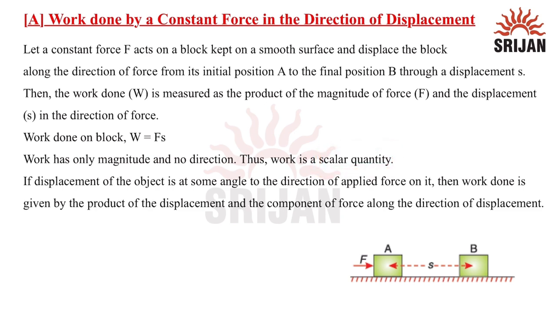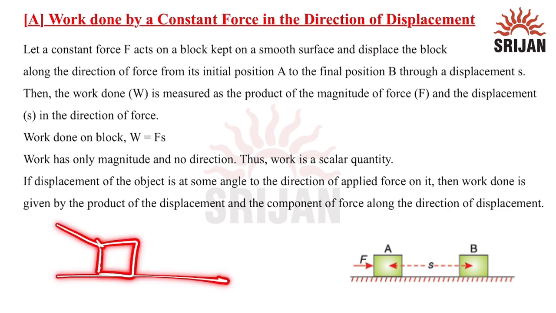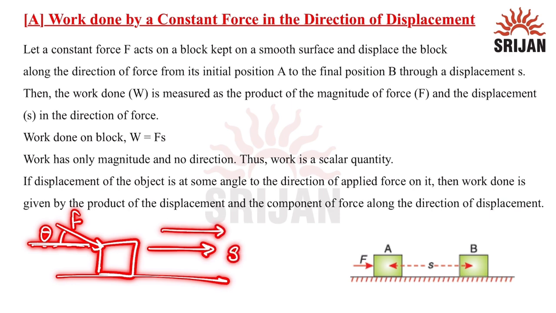Also, if the displacement of the object is at some angle to the direction of the applied force on it, then work done is given by the product of the displacement and the component of force along the direction of displacement. What the last line means is, suppose that this is your object and this is how you are applying a force, which is theta away from this particular horizontal line, and the box is moving in this direction. Then if the displacement is in this direction, I'll take the component of this force in this direction. That would be F cos theta.